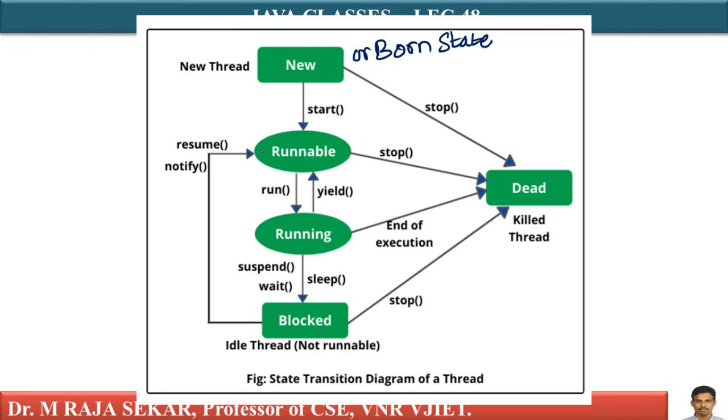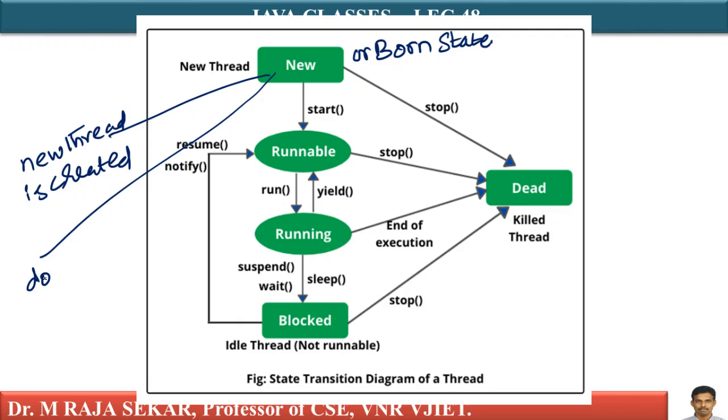A thread is said to be in born state when a new thread is created. How to create a thread, I will discuss. Let me repeat: a thread is said to be born when a new thread is created. In this state, the thread does not perform any work. Now, it has 2 options.